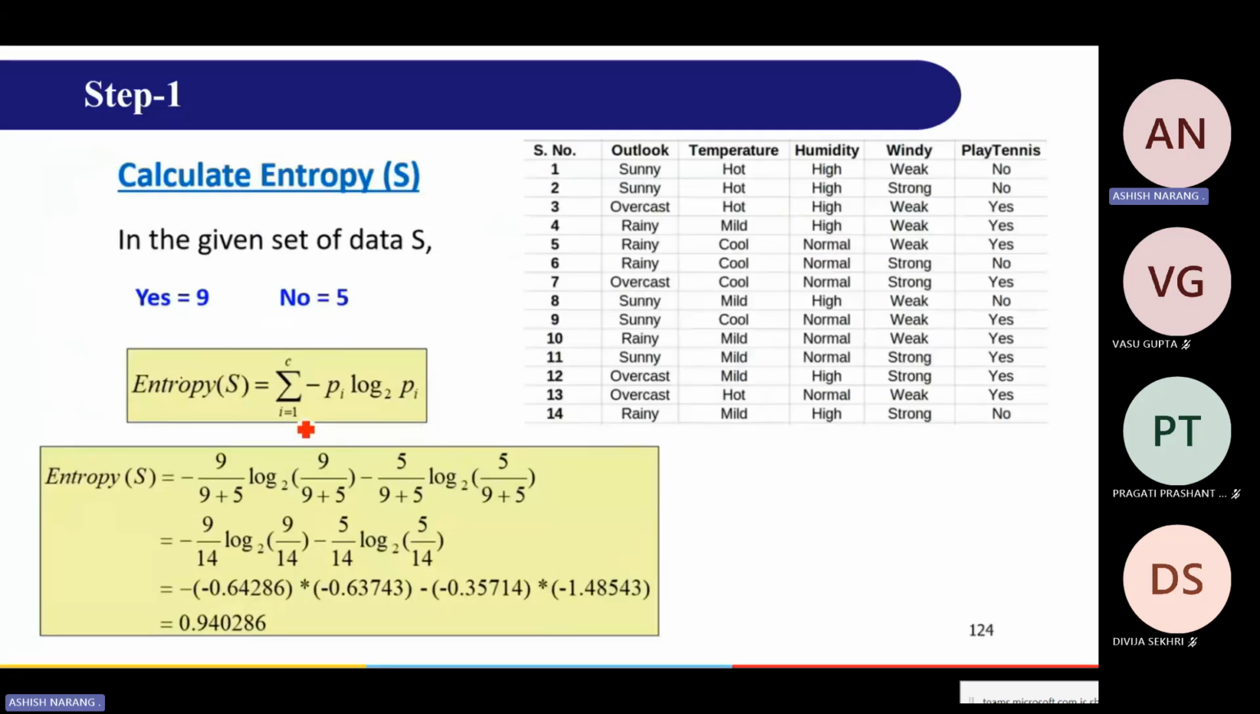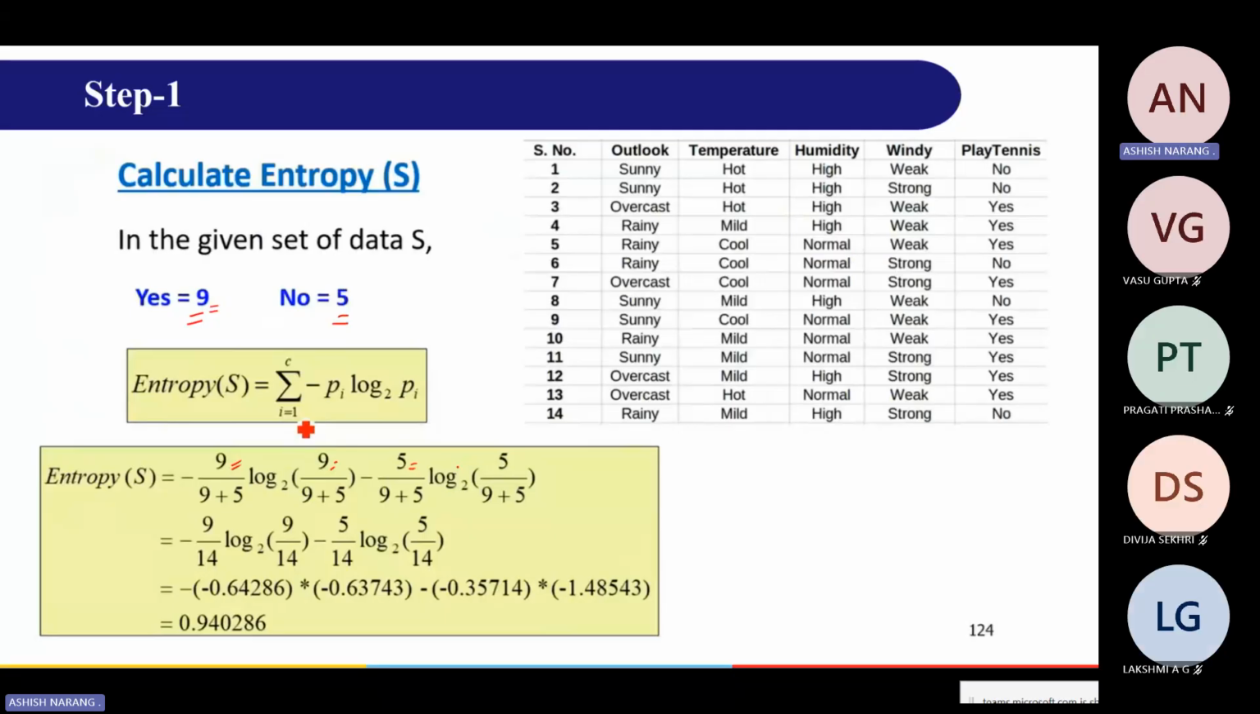So initially we calculate the entropy of the data set first. We know 9 records belong to yes class, 5 records belong to no class. So 9 by 14 is the probability that a record belongs to yes class. 5 by 14 is the probability that a record belongs to no class. So I have to just plug in the numbers here. This is a binary classifier, so we have only two classes. 9 by 14 log of 9 by 14, 5 by 14 log of 5 by 14, right?